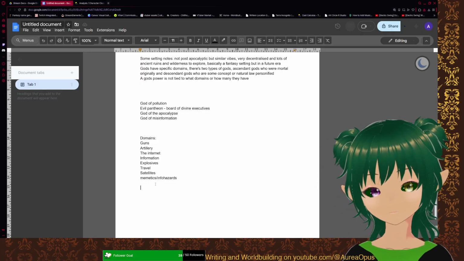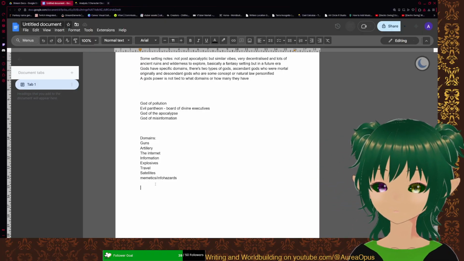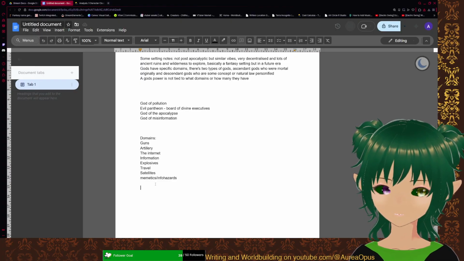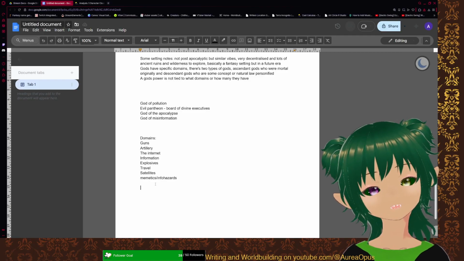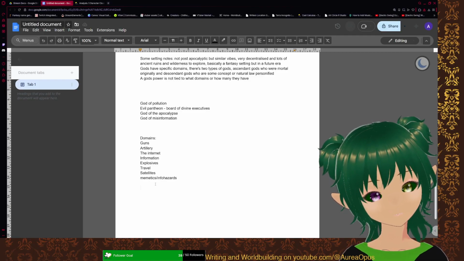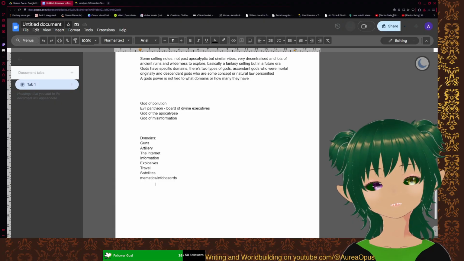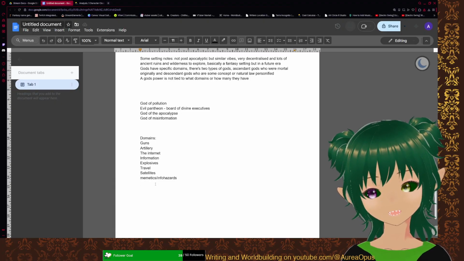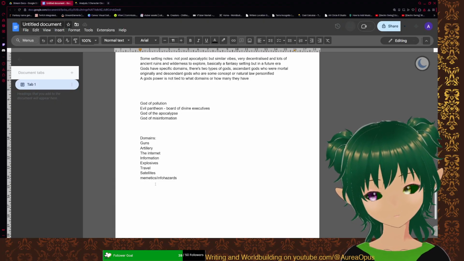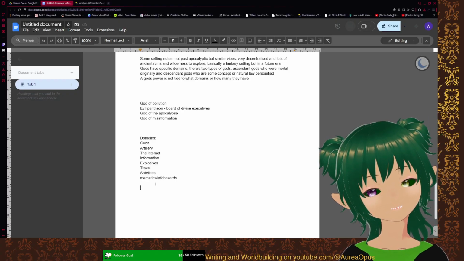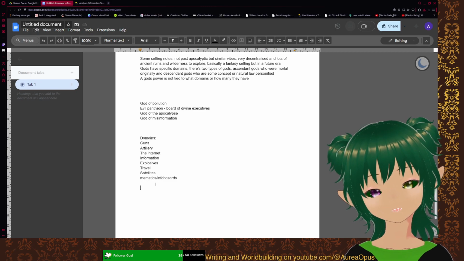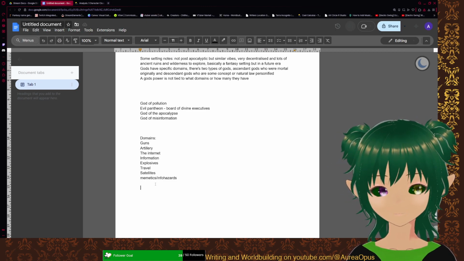In the web serial World Keeper, I think it's called? World Builder? World Keeper? I think it's World Keeper over on Royal Road. There's a kind of progression that worlds go through with different levels of power, and harnessing mimetic effects is one of the major tiers of power.